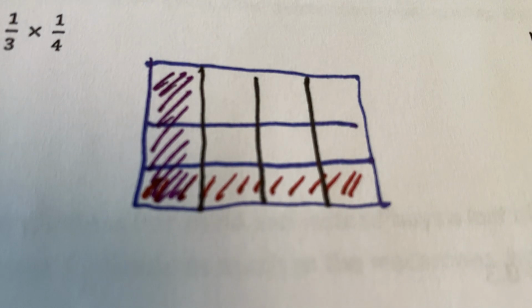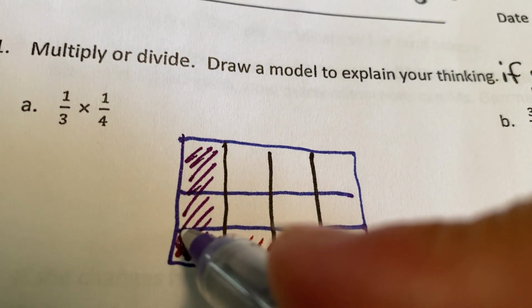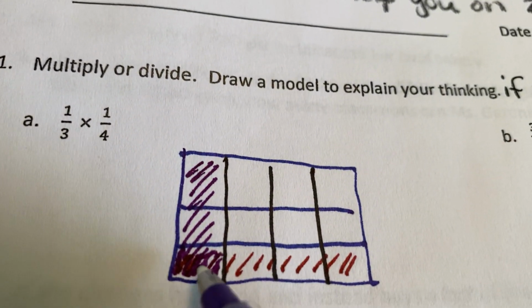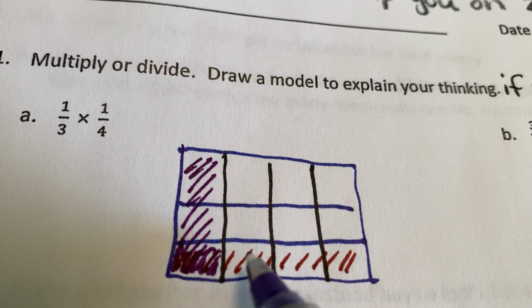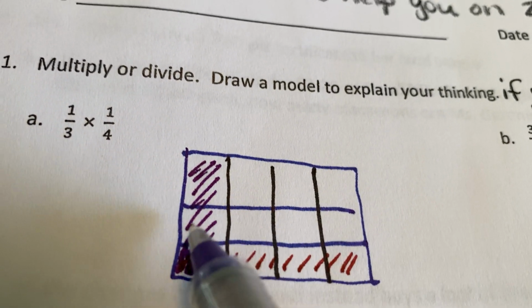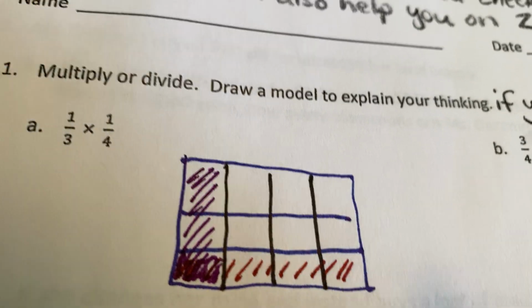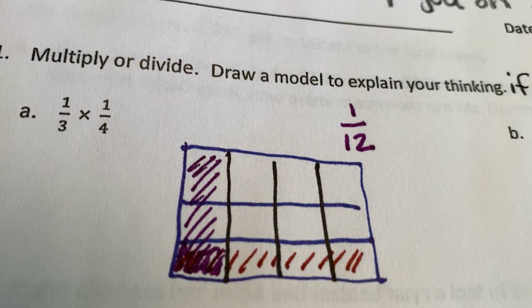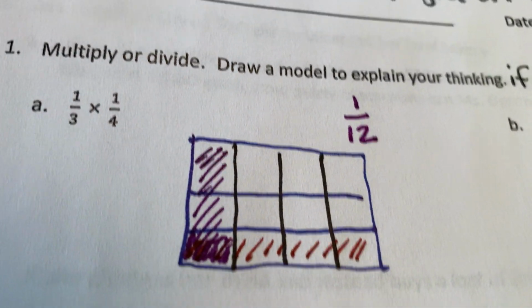Can't really see my different colors there, but we can clearly see that this one right here has purple and red in it. So that is one of the boxes out of 1, 2, 3, 4, 5, 6, 7, 8, 9, 10, 11, 12. The answer is 1/12. All right. So let's just do the rule there.